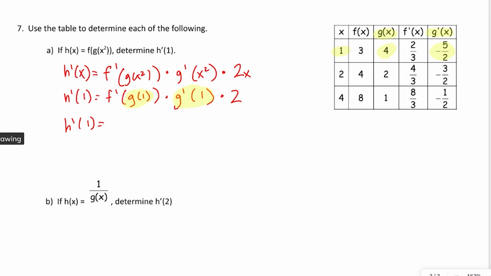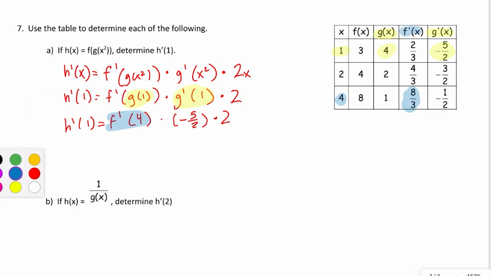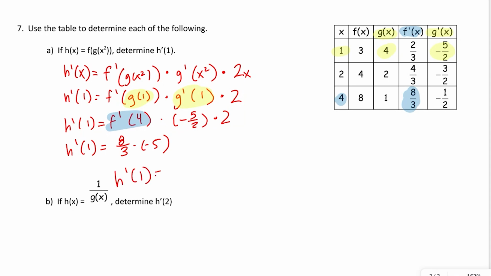So h prime of 1 is f prime of 4 times negative 5 halves times 2. Now, f prime of 4, I can find on the table, is 8/3. So h prime of 1 is going to be 8/3 times negative 5 halves times 2. And so it looks like I'm going to get, it's not that bad, but negative 40 over 3.